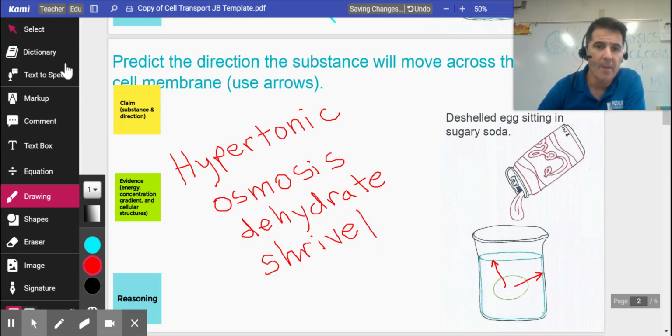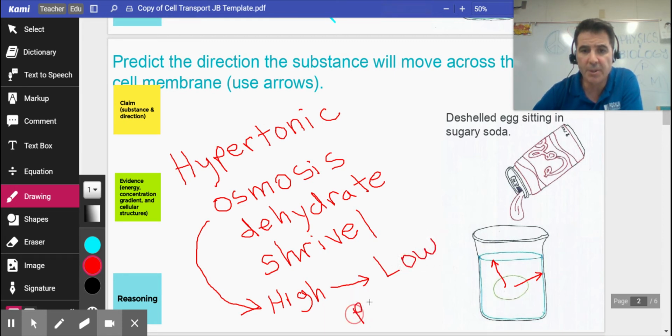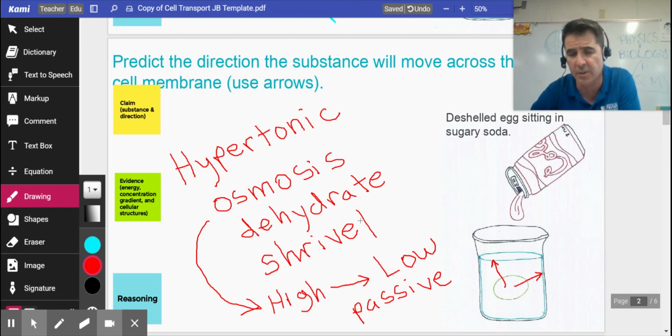And so this is also osmosis, and osmosis is high to low for water, right? So osmosis is high to low for water, and it's also passive transport. So both of these are passive transport, and they're passive transport of water, and passive transport of water is osmosis. So those are the first two slides explaining those things. Evidence: energy, concentration gradient, and cellular structure. So this is going straight through the cell membrane. So osmosis is the diffusion of water from high concentration to low concentration using passive transport through a cell membrane.